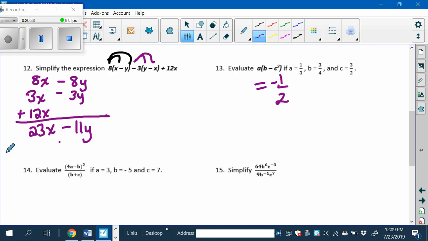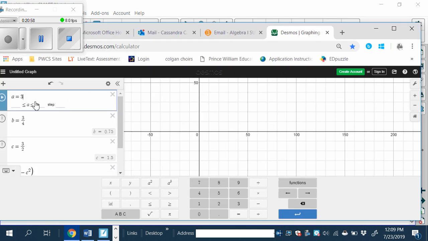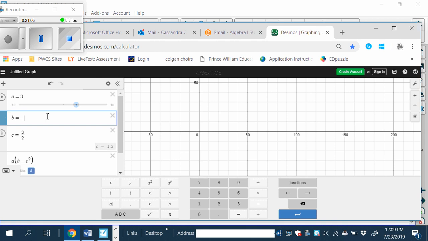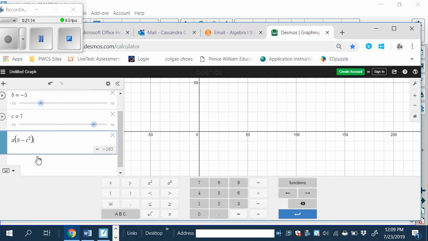So we're going to have A is equal to 3, B is equal to -5, and C is equal to 7. And I have 4A minus B quantity squared divided by B plus C. Okay, so back to Desmos I go. So I'm redefining my variables. A is equal to 3. B is equal to -5. And C is equal to 7. And now I enter this in.